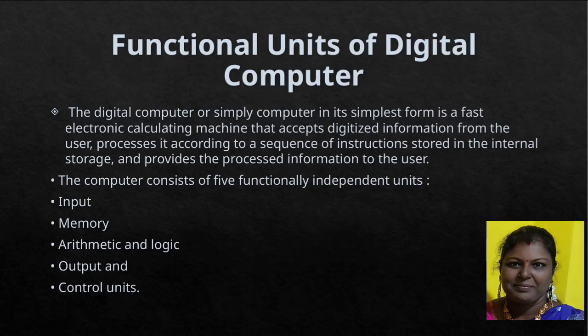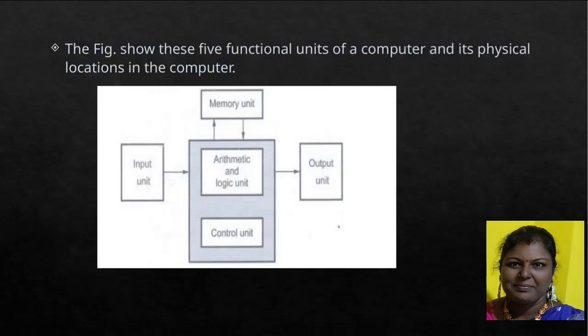To make this happen, a computer is made up of 5 key parts: input, memory, arithmetic and logic, output, and control units. Each one plays a unique role in the system. Here, we see a clear breakdown of the 5 key functional units inside a computer. Each unit plays a specific role, and this figure shows exactly where you'll find them physically located within the machine. Understanding these parts and how they fit together is essential for grasping how a computer actually works. Let's take a closer look at each unit and what it does.